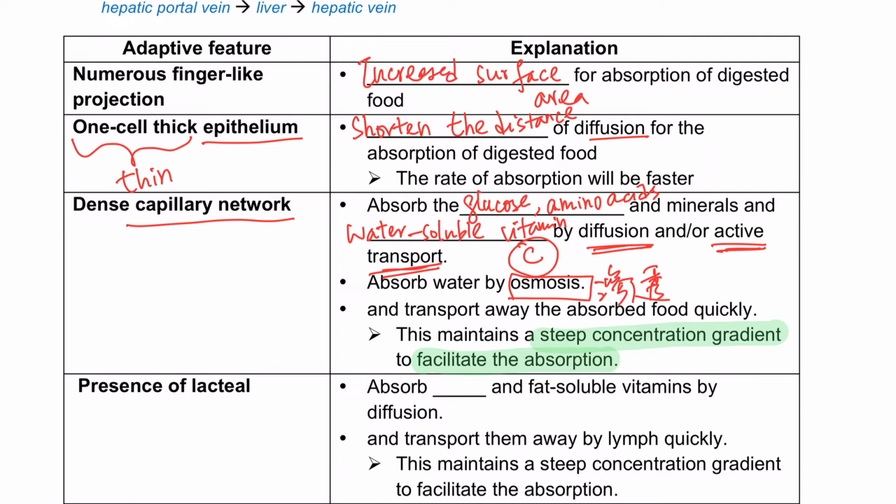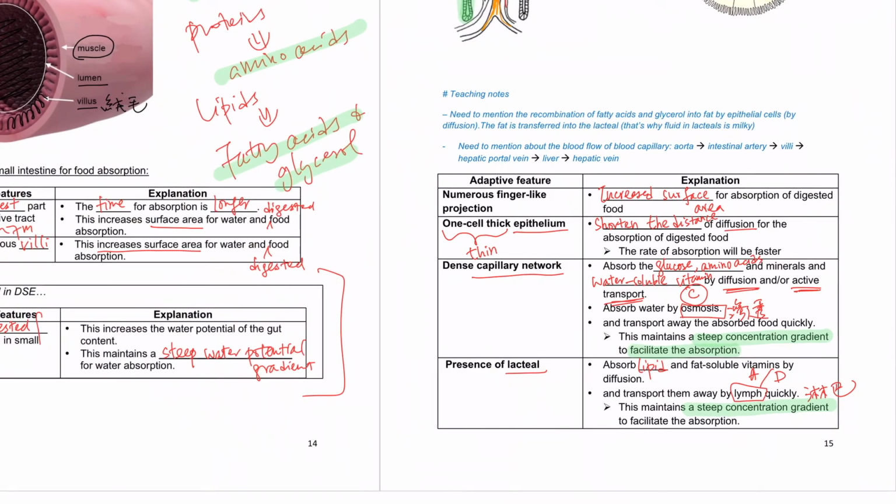Okay. Now, the last part is the presence of lacteal. I've told you it is for absorption of lipid and fat-soluble vitamins such as vitamin A and vitamin D. Okay, and then the lipid and the fat-soluble vitamin absorbed into the lacteal will be transported in the lacteal and eventually into the lymphatic system. Okay, because the lipid is transported very quickly, a steep concentration gradient is maintained. Okay, again, you do not need to understand what it means for the time being. Okay, now that's it for the absorption of digested food.